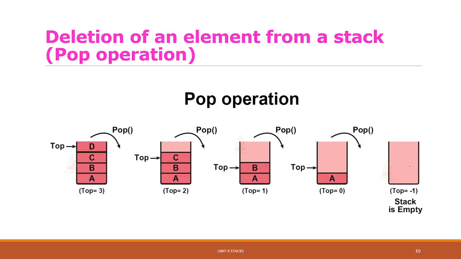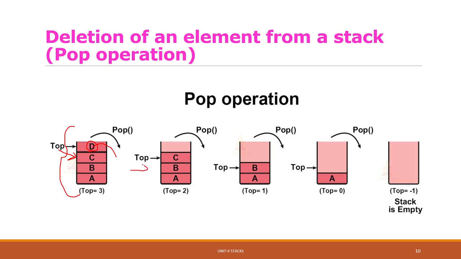Now comes the pop operation. This is your stack of elements and your topmost element is D. Suppose I want to perform pop, then D will be deleted and the top will also be updated to the next element. So this is the process of last in first out. The last in value is D and the first out value is also D.